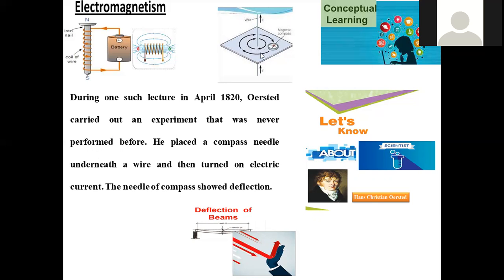He placed a compass. A compass is used to find the South Pole and the North Pole. It is the device used to measure directions and also the magnetic field strength, right? He placed the compass needle underneath a wire, then turned on the electrical current. The needle of the compass showed deflection.